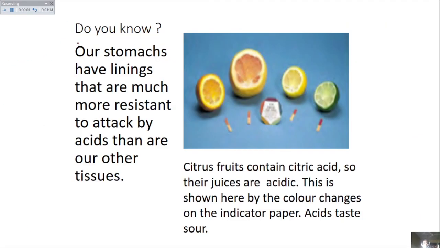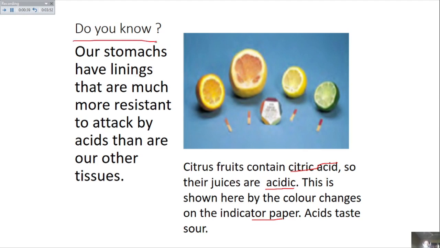Therefore, do you know, when you look at these particular pictures there, I'm talking about citrus fruits which contain citric acid. So their juice is acidic. This is shown here by the color changes on the indicator paper. Look at this. It turns blue to red, indicating that there is a presence of acid in this particular lime and lemon. And the kind of acid we have here is what we call citric acid.